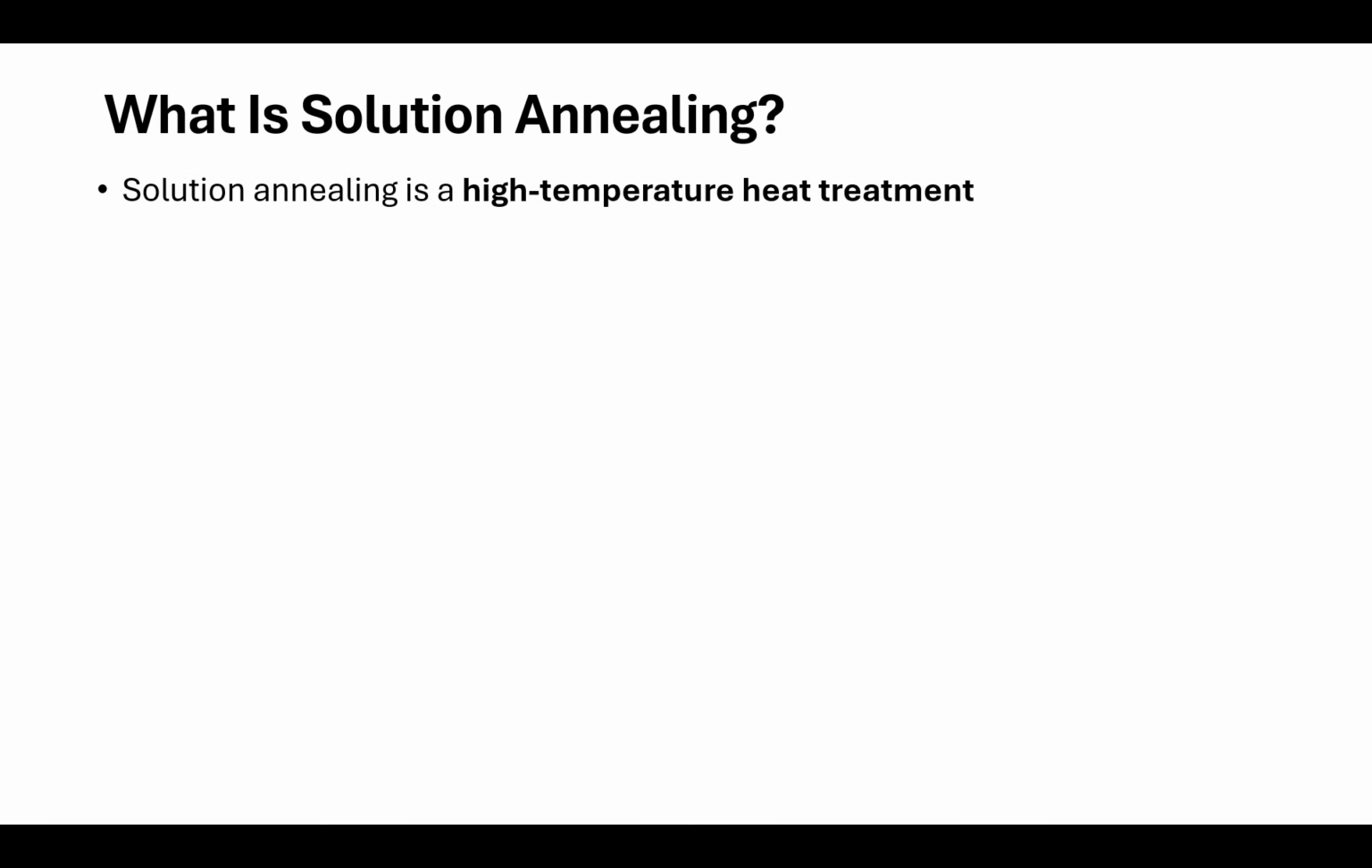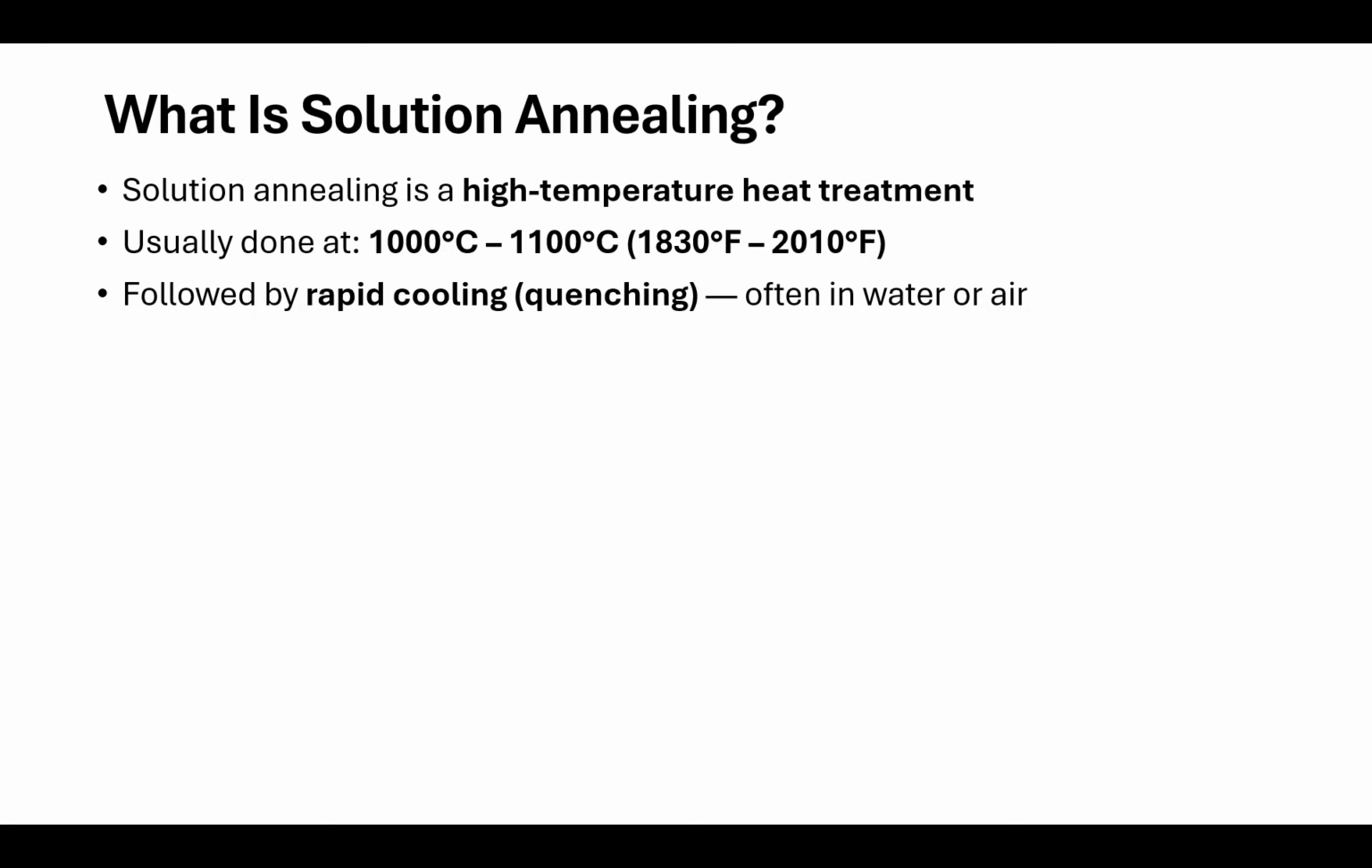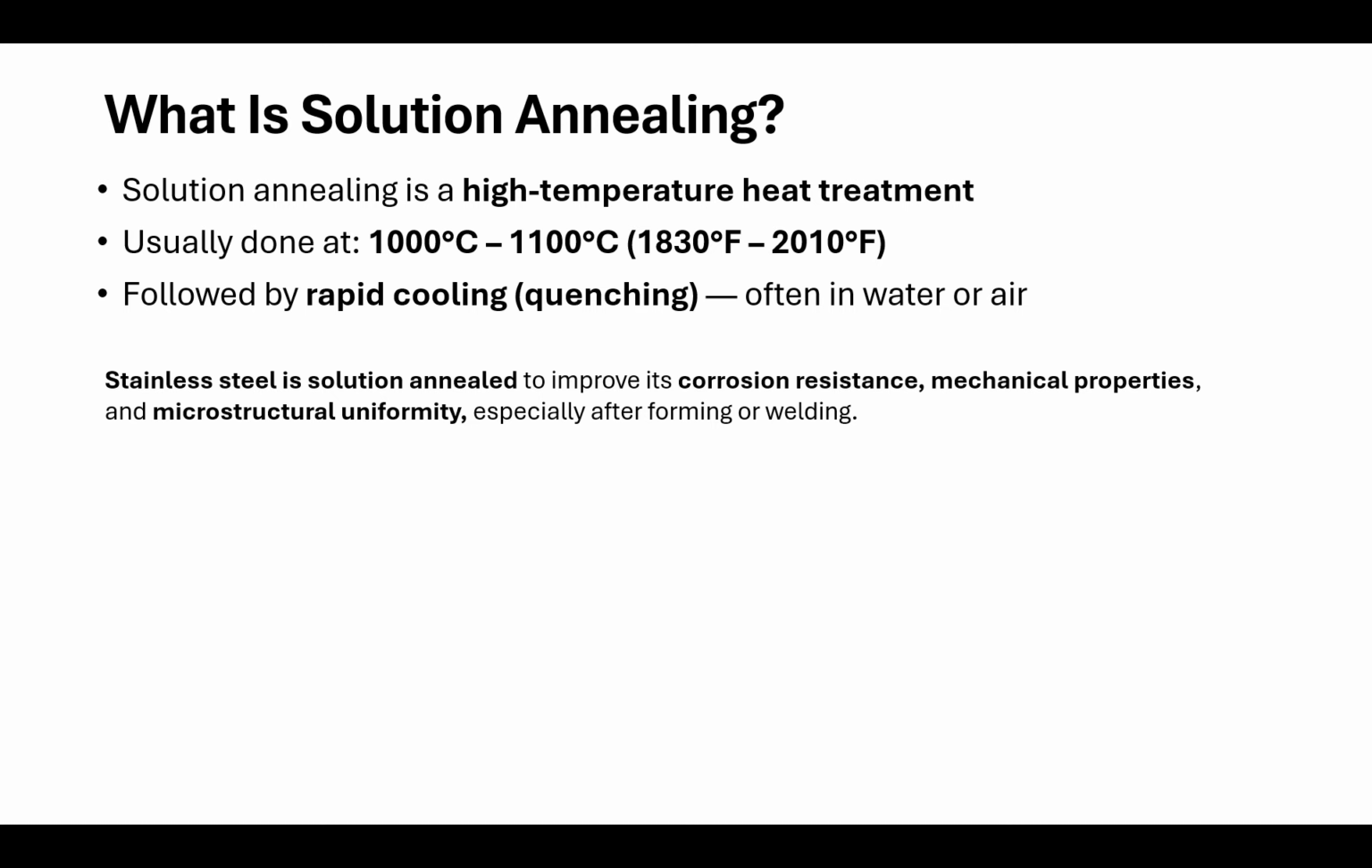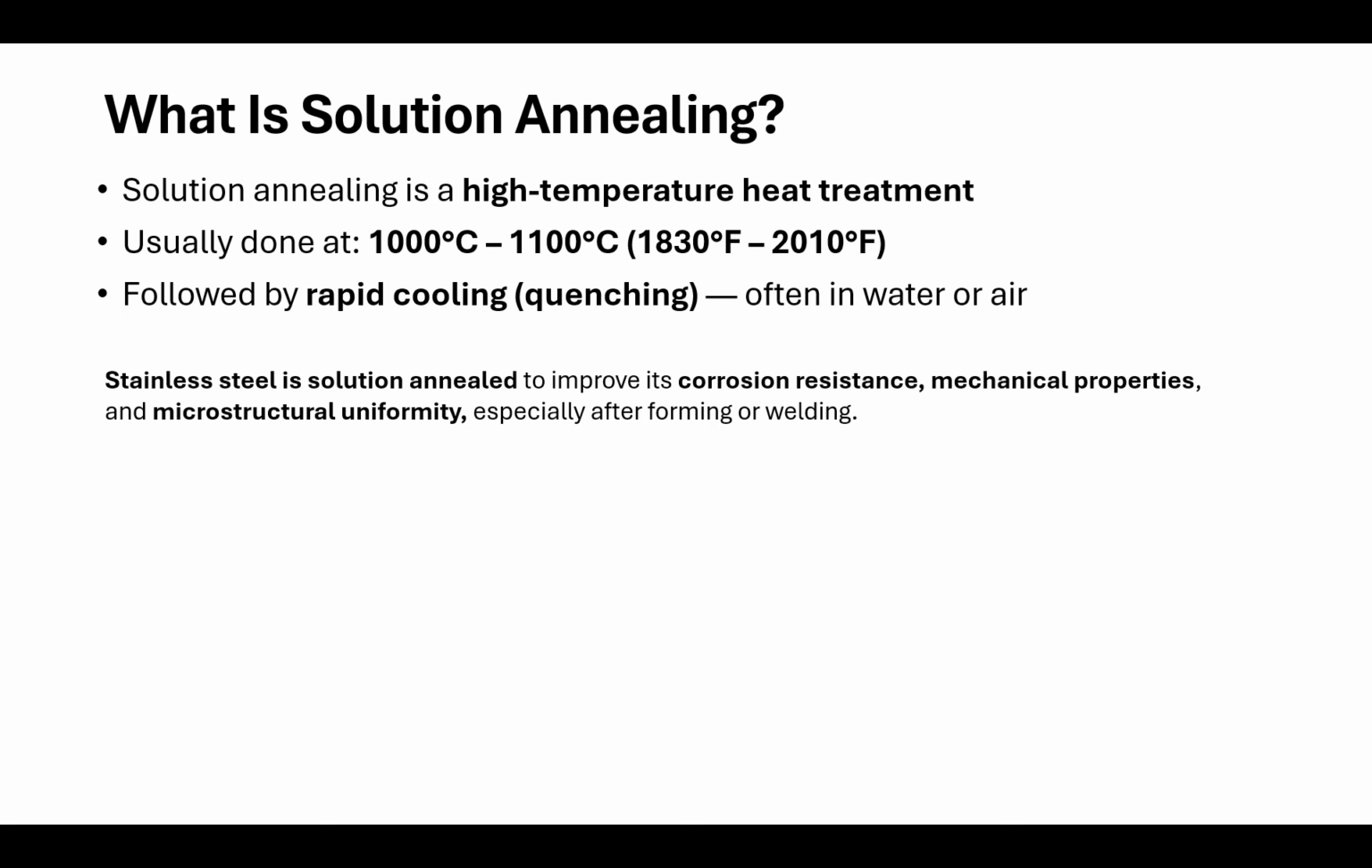So that's how we are going to talk about solution annealing. It is a high temperature heat treatment at 1000 to 1100 degrees Celsius. You take the stainless steel, and from there rapid cooling by quenching, often in air, though mostly it is done with water. Stainless steel is solution annealed to improve its corrosion resistance, mechanical properties, and microstructural uniformity, as well as after forming or welding. So in the steel making process, after hot rolling, and to remove stress from cold working as well as hot working like welding, they are subjected to solution annealing. This heat treatment dissolves unwanted precipitates like chromium carbides, as we mentioned, restores the steel's full corrosion resistance and also relieves the residual stresses.